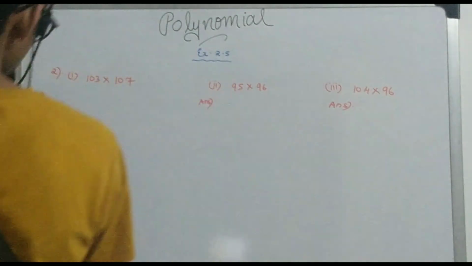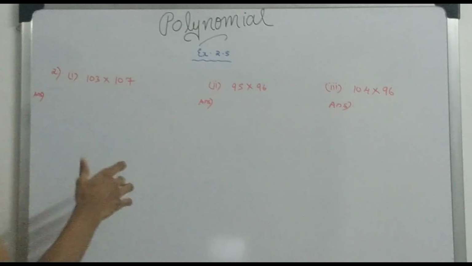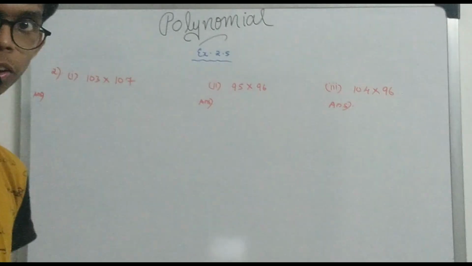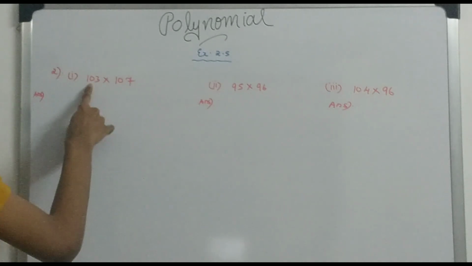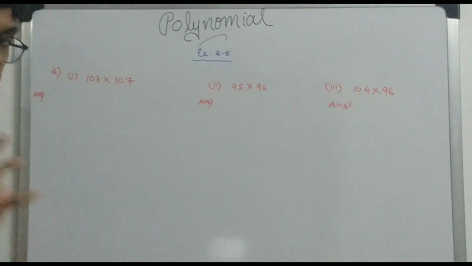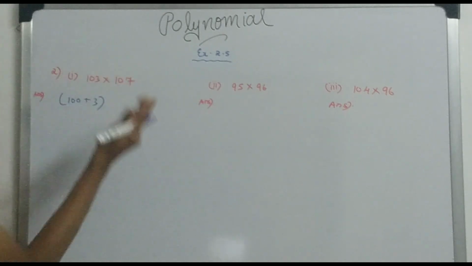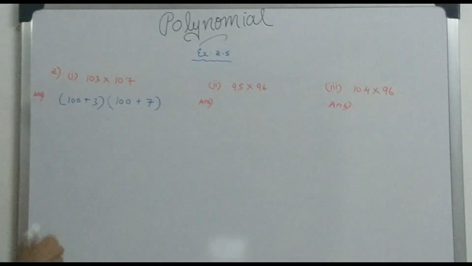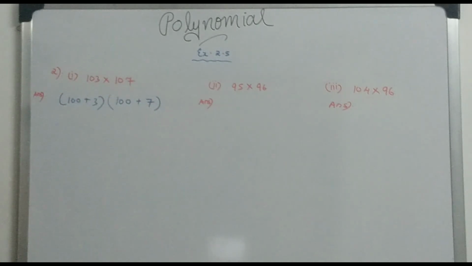Here, the first one is 103 into 107. We have to bring these given multiples into a particular identity form. Here we have 103. Can I write this 103 as 100 plus 3, isn't it? 107 I can write as 100 plus 7. So (100 plus 3) into (100 plus 7). I split it and wrote it.